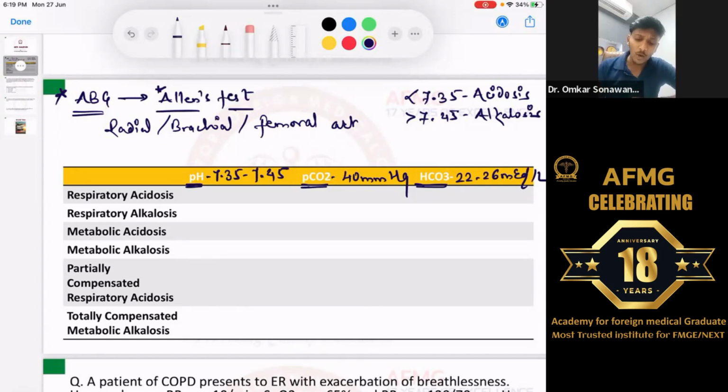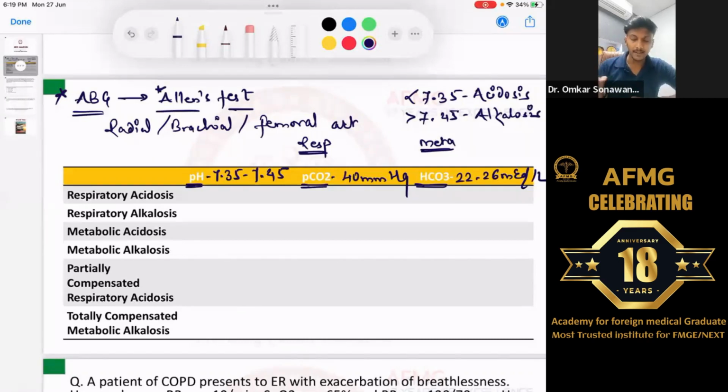Okay? Before we move further, I need you to remember 2 most important things. Please remember, pH will definitely decide whether it is acidosis or alkalosis. But whether it is respiratory or metabolic is to be decided by these 2 components. PCO2 will decide whether it is respiratory acidosis or respiratory alkalosis, whereas bicarbonates will decide whether it is a metabolic acidosis or a metabolic alkalosis. Please remember, any abnormal value of PCO2 is suggestive of a respiratory cause. Any abnormal value of bicarbonates is suggestive of a metabolic cause.